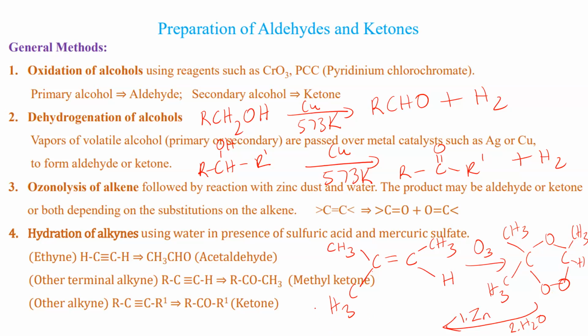So I'll get ketone, CH3, C double bond O, CH3. And then the right side will give aldehyde, C double bond O, CH3, H, that is CH3CHO. Okay, Achyut? Yes, sir.